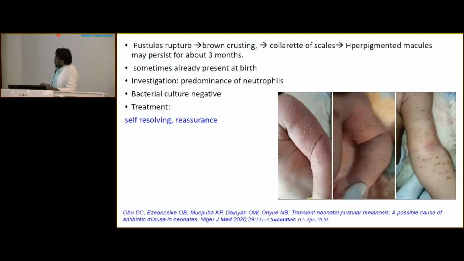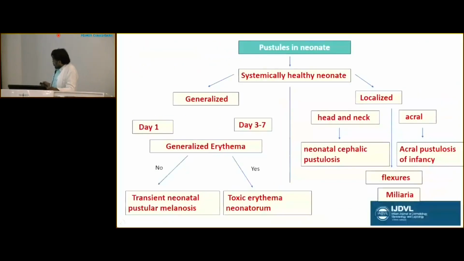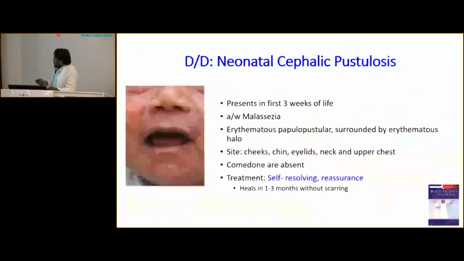And we have so far gone through the generalized part. Now we'll go through the localized part. And neonatal cephalic pustulosis. As we are discussing the localized part, the name itself tells it is cephalic. It is restricted only to the head or the face region. It presents around 3 weeks, associated with Malassezia furfur and erythematous papulopustular lesions.